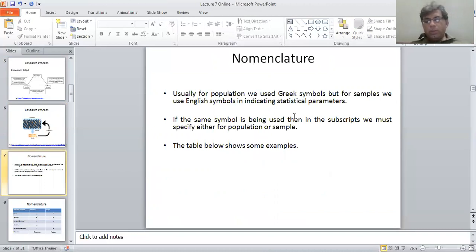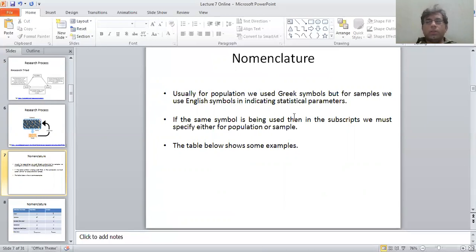Now, there's some nomenclature as well that we need to understand regarding the populations and the samples. Usually, Greek letters are used to indicate the statistical parameters from the population, and the English language alphabets are used to indicate the statistical parameters analyzed on the sample. But it is not a mandatory thing to do that Greek letters for populations and English for samples.